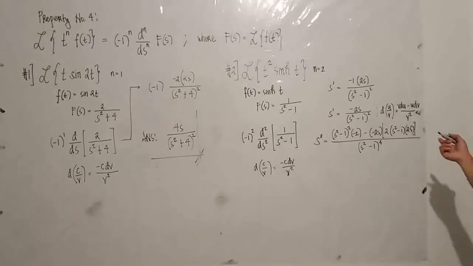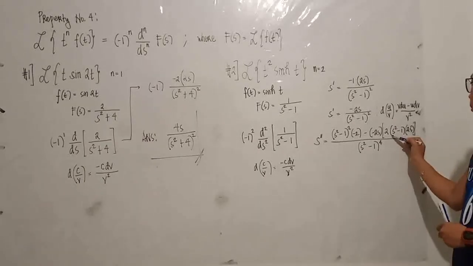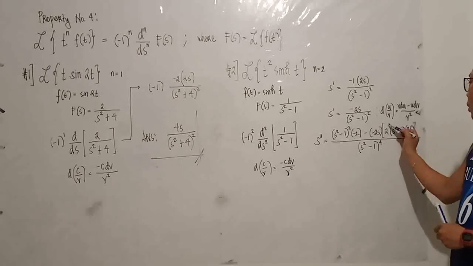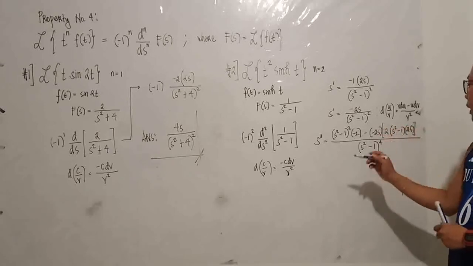Now, simplifying the second derivative, you have a common term of 2 times s squared minus 1.